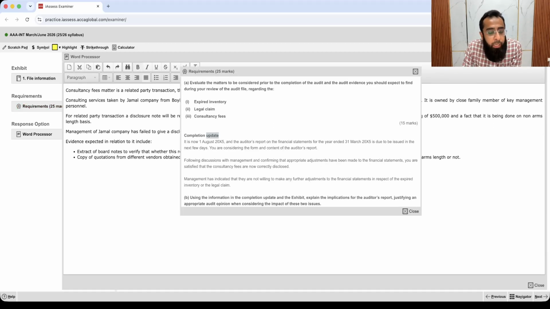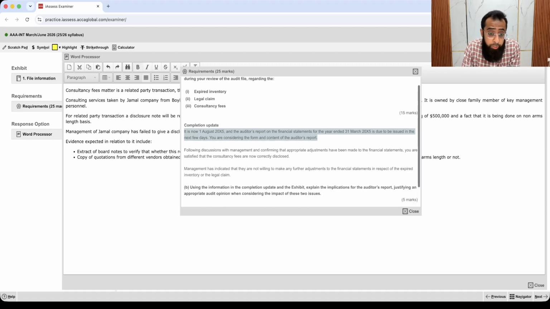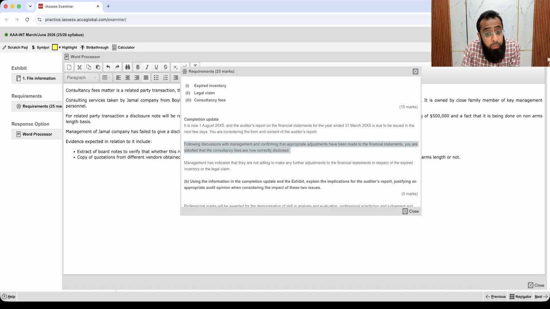Now see what he's saying. Completion update. It is now 1st August 20x5 and the auditor's report on the financial statements for the year ended 31st March 20x5 is due to be issued in the next few days. You are considering the form and content of the auditor's report, following the discussion with management and confirming that appropriate adjustments have been made to the financials. You are satisfied that consultancy fees are now correctly disclosed. So, of these three, the consultancy fees issue has been resolved. Management has indicated that they are not willing to make any further adjustment to the financial statements in respect of the expired inventory or the legal claim.